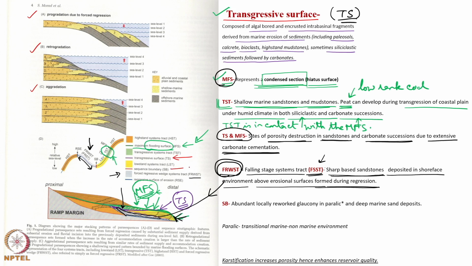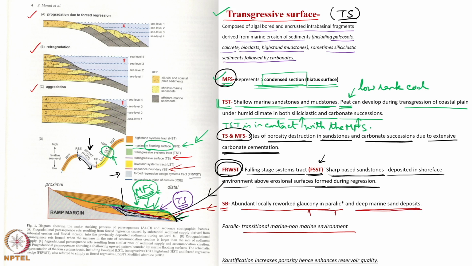Let us look at the sequence boundary, SB. SB is located here, given by the red color. This is the place of abundant locally reworked glaucony in paralic and deep marine sand deposits. Glaucony I have already explained. Paralic means transitional marine and non-marine environment. What happened when this line was developed in the section? This was a time when abundant locally reworked glaucony in paralic and deep marine sand deposits developed.